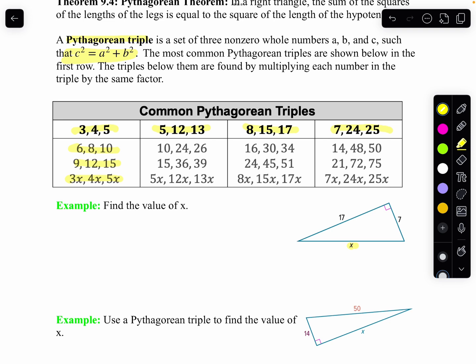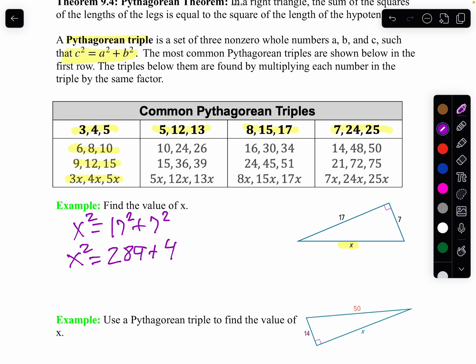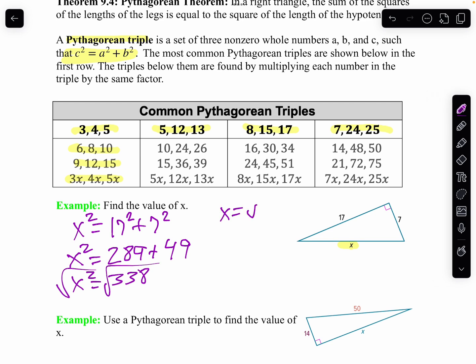So on my first example, remember when you use Pythagorean theorem, identify what your hypotenuse is. In this case, my hypotenuse is x. So I'm going to say x squared equals 17 squared plus 7 squared. And I want the exact answer. I don't want any decimals. So 17 squared is 289. 7 squared is 49. Now if we add 289 and 49, I get 338. And then to solve for x, I'll take the square root of that. I want the exact answer, so let's simplify that. Well, if I divide by 2, 338 divided by 2 is 169. And lo and behold, 169 is 13 squared. So it's 13 radical 2. That's x.